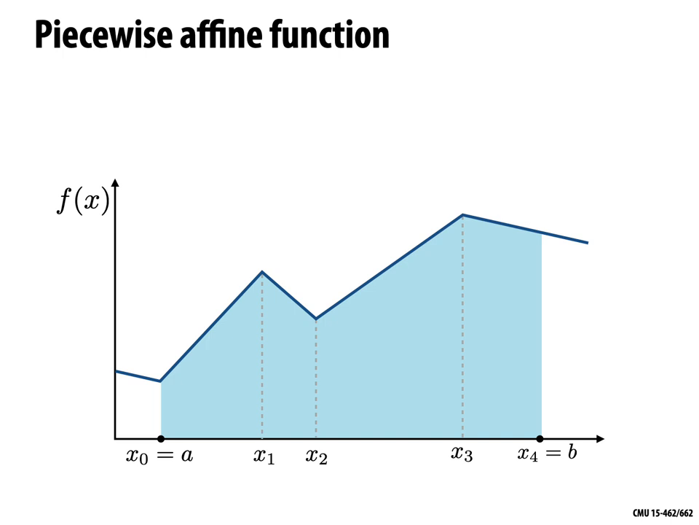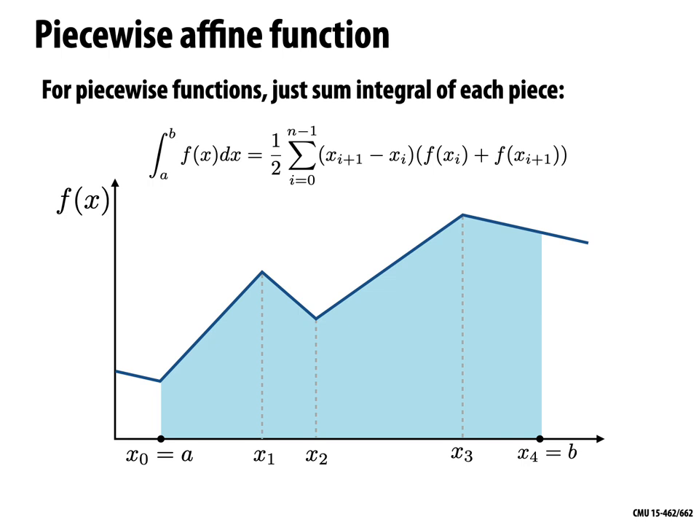Okay, hopefully it doesn't take too big of a leap to see that for a piecewise affine function, we can just sum up the integral of each piece. Just think of these, in this case, as 4 separate integrals. Well, that's particularly nice in this case because we have a perfect quadrature rule for integrating affine functions. We just grab the value at the midpoint, so f of xi plus f of xi plus 1 divided by 2, and we multiply by the size of that little interval, xi plus 1 minus xi.